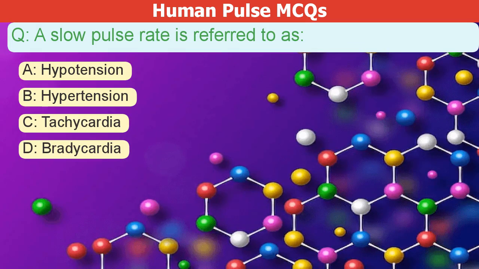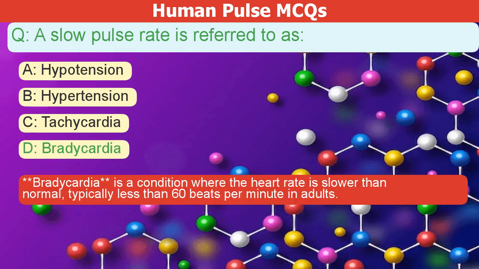A slow pulse rate is referred to as A. Hypotension. B. Hypertension. C. Tachycardia. D. Bradycardia. The correct answer is D. Bradycardia is a condition where the heart rate is slower than normal, typically less than 60 beats in adults.